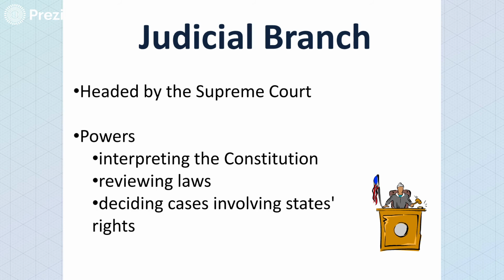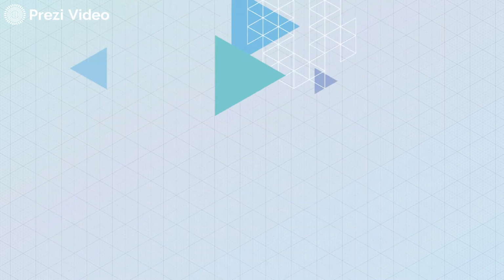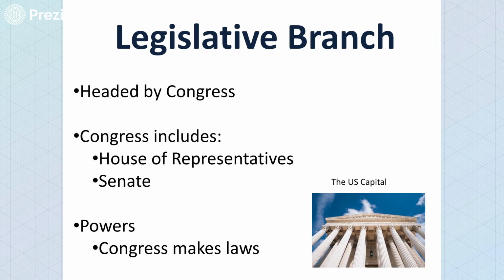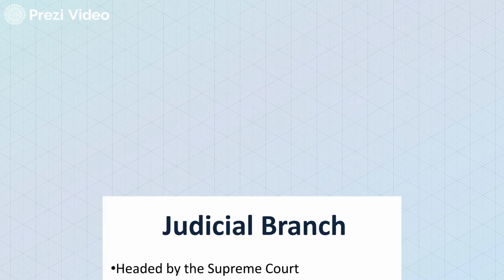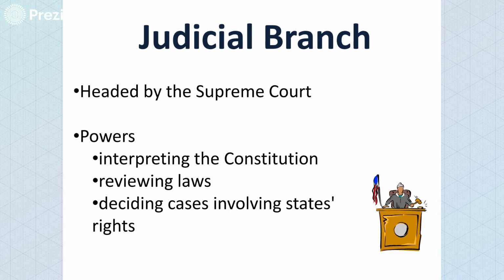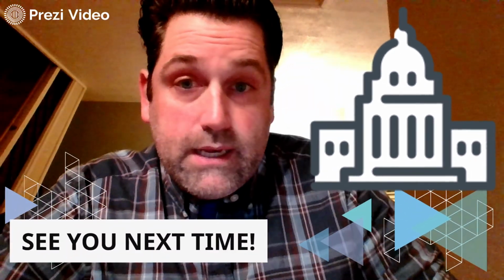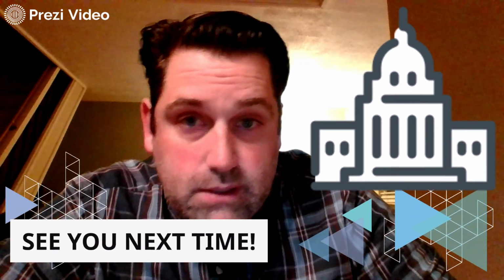So that was the three branches. To review again, we have executive, that's the president and the law enforcement. The legislative, that's Congress, the lawmakers. And we have the judicial branch, and that's the judges, headed by the Supreme Court. So that is the three branches of government.